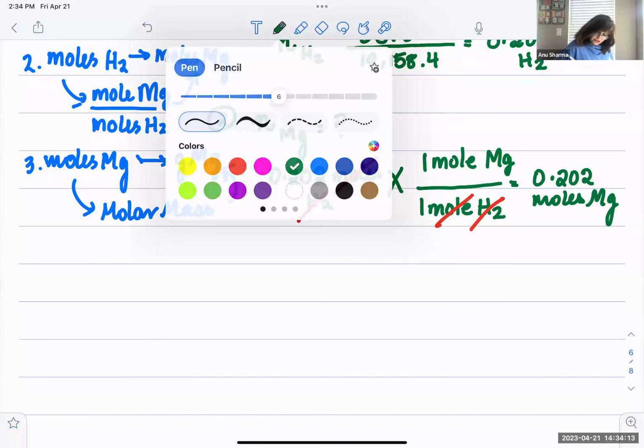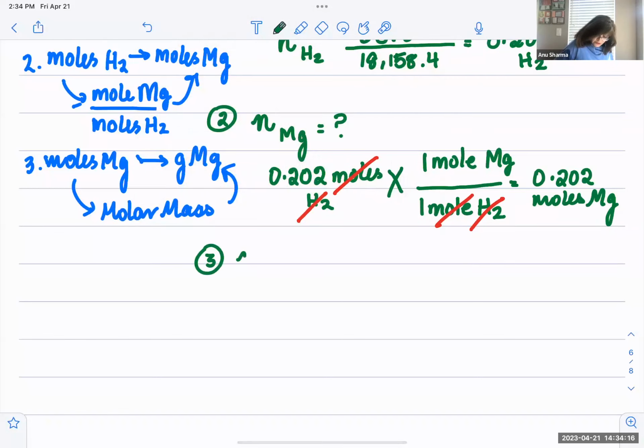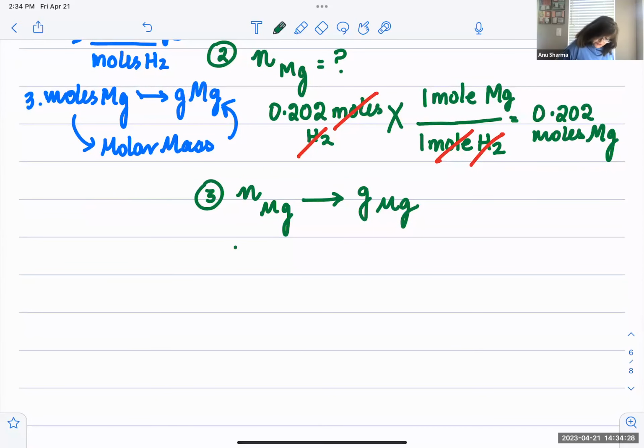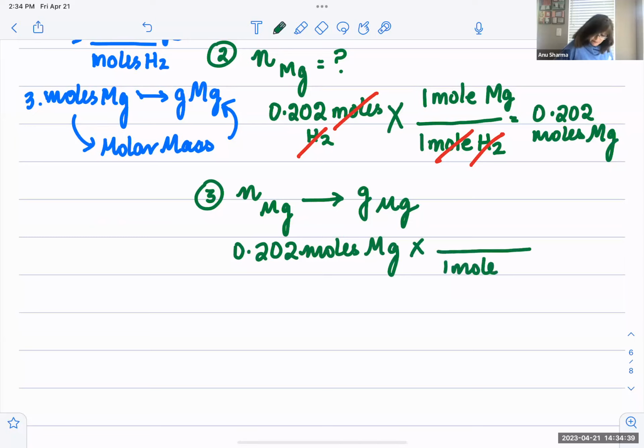All right, now comes the third part, which is you take the moles of magnesium and you convert that to grams of magnesium. All right, moles of magnesium to grams of magnesium. Moles of magnesium are 0.202 moles of magnesium times gram formula mass. 1 mole of magnesium, and the molar mass of magnesium is 24 grams of magnesium. Okay, so 0.202 times 24, and this gives you 4.85 grams.